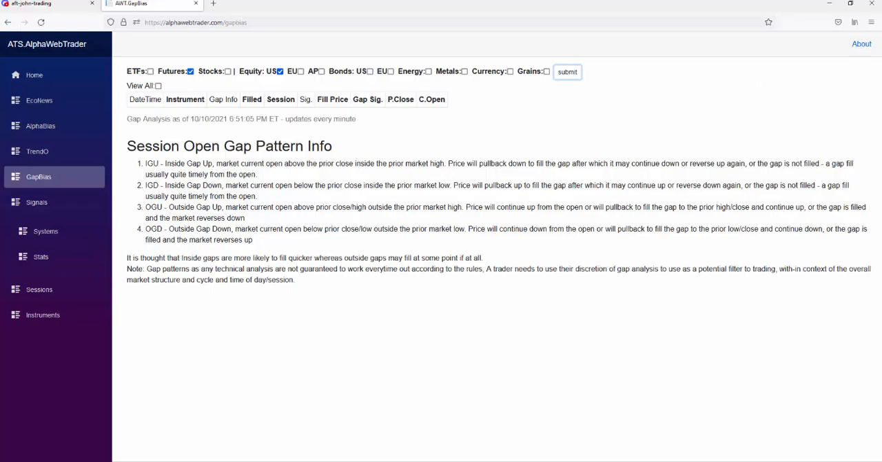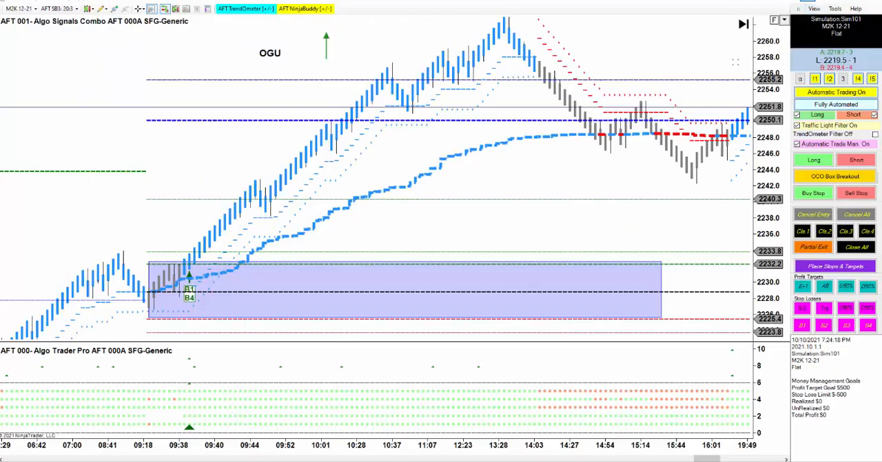Now, on Thursday, when we looked at the gap, we had what we call an outside gap up. So that's why I just labeled this OGU. And that tells us the trend should be up. And so we just want to focus on the long side. Now, in the M2K, we only had one trade. That was to the long side, so it was in the direction that we wanted to look.